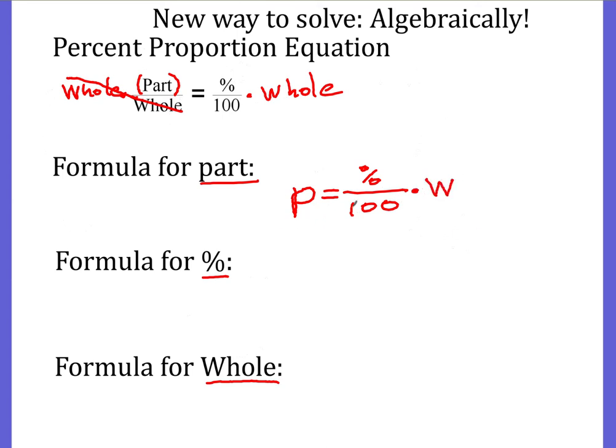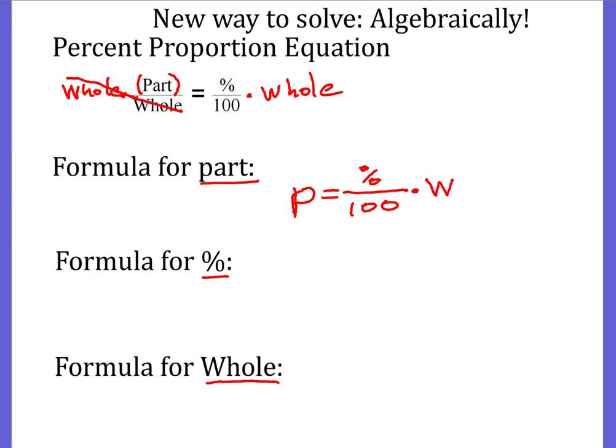If I want to find a part, percent divided by 100, multiply it by the whole. And again, we could substitute this in for part, change, percent change, and that original. We could solve any problem we want that involves us finding the part. So let's do the same thing.